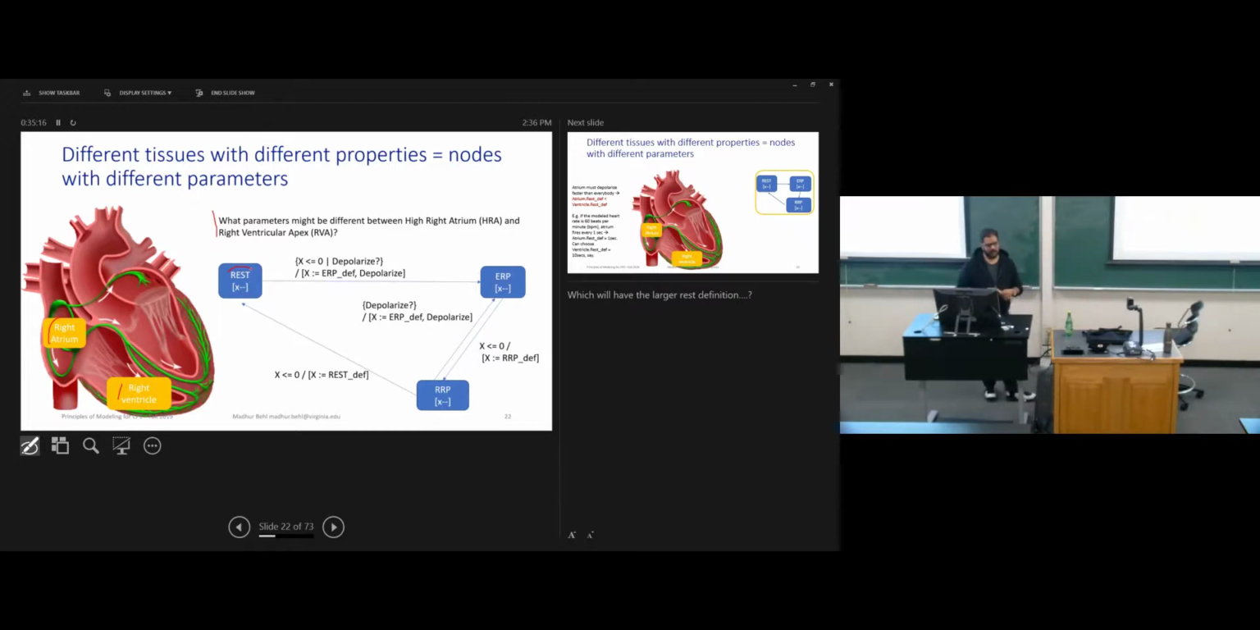So if we want the atrium to self-depolarize, how will that happen in terms of this guard condition? It will have to satisfy this guard condition. Because if it's the first one to depolarize, there's nobody else who's issuing a depolarizing message. So what should its rest period be with regards to the ventricle? Lower or higher?